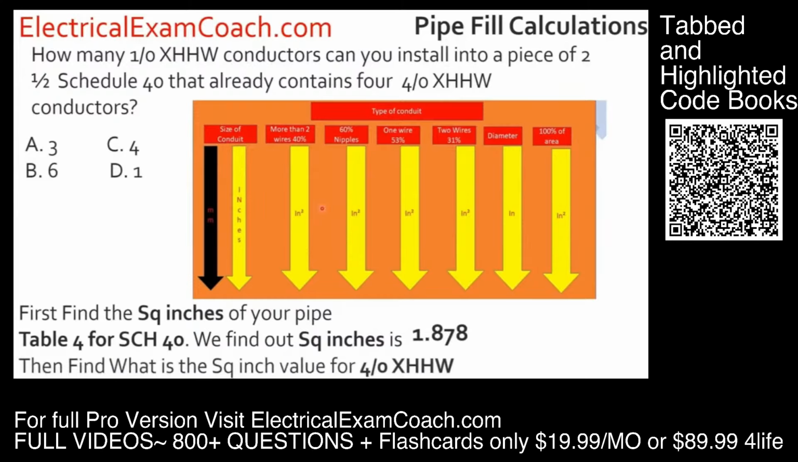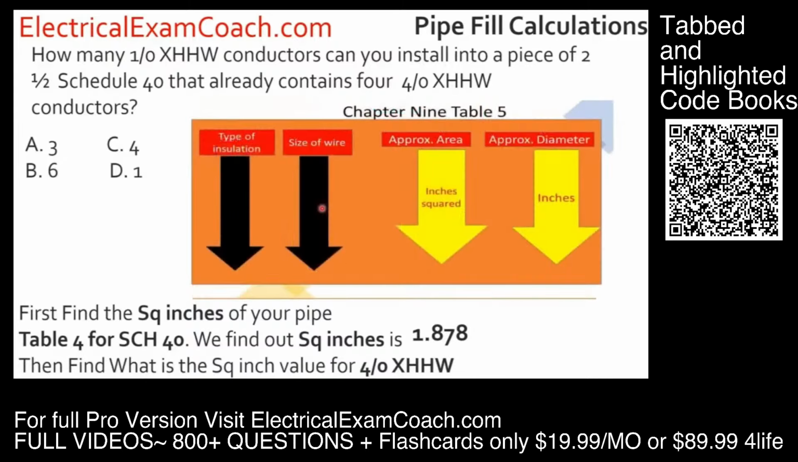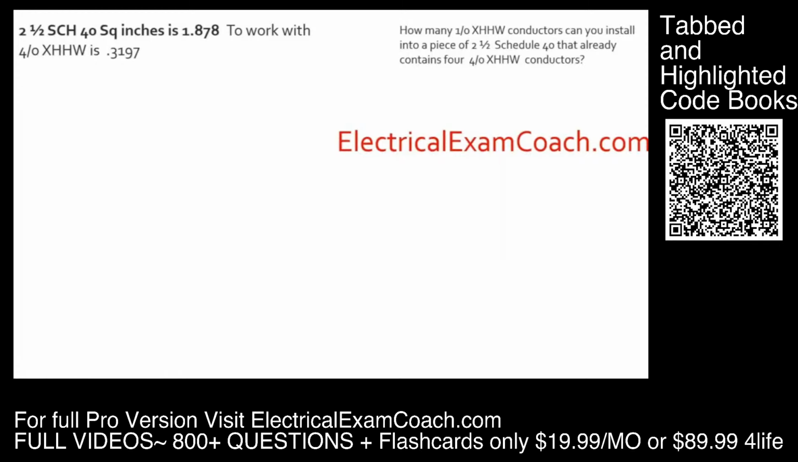Now we need to head to Chapter 9, Table 5 and find out the square inch values of our wires. When we get there, we make sure that we're in Chapter 9, Table 5 and not Chapter 9, Table 5A. Coming down the left-hand side for the type of insulation, then finding our wire size, then we come over here to the approximate area in square inches, and we find its value. Now that we have our conduit and our starting conductor, let's go ahead and write down the conductor that we're wanting to install. And it's 1/0 XHHW. Now we can start all over.